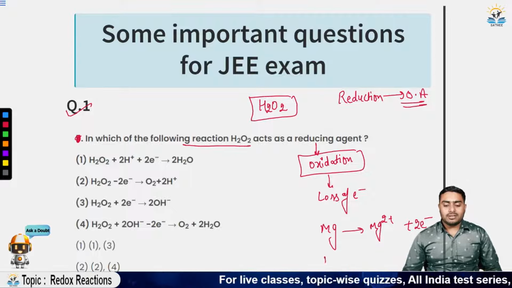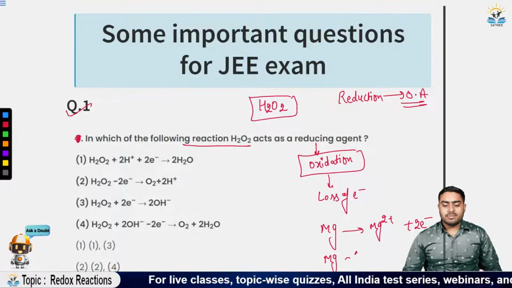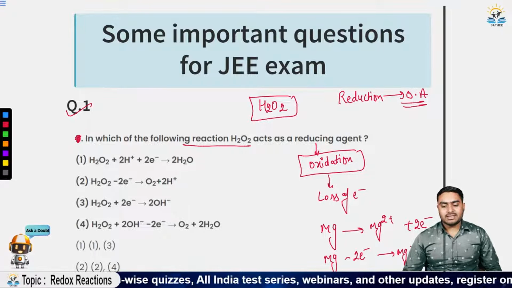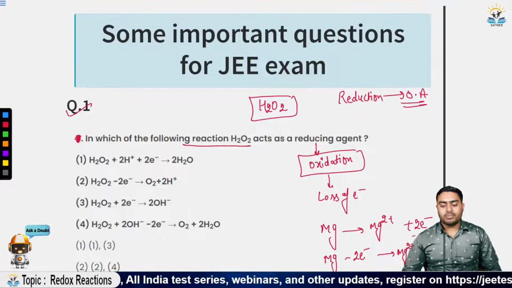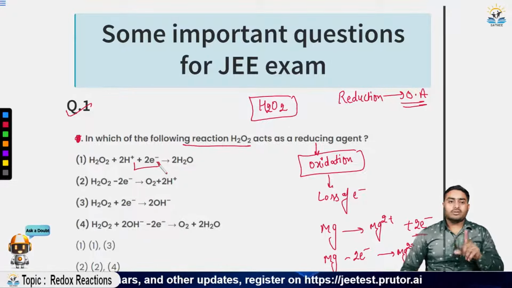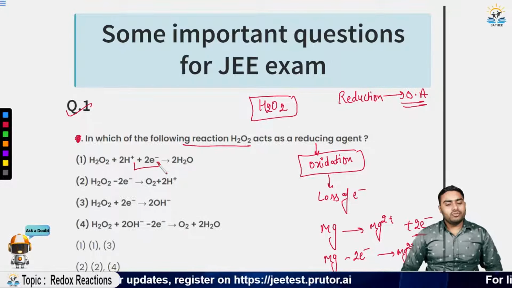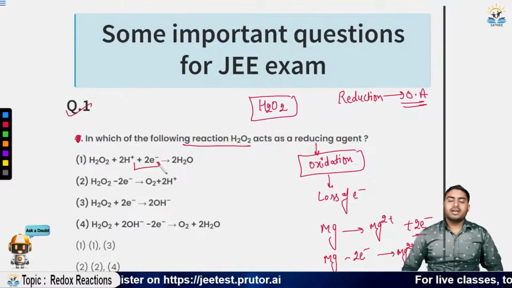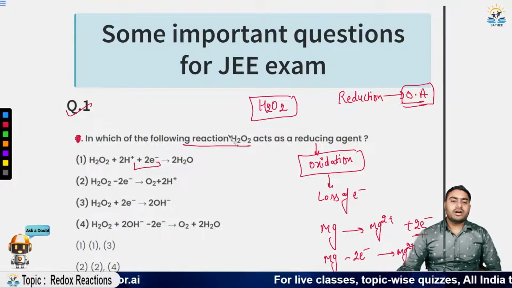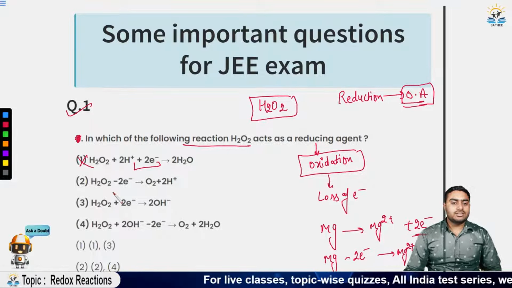But in another type of representation, sometimes I can write Mg minus 2 electrons gives Mg2 positive. So you can check both. If you see plus 2 electrons on the reactant side, that is an addition of electrons, a gain of electrons. Gain of electrons definitely means reduction, and reduction means oxidizing agent, but we have to find reducing agents, so this is not the answer.